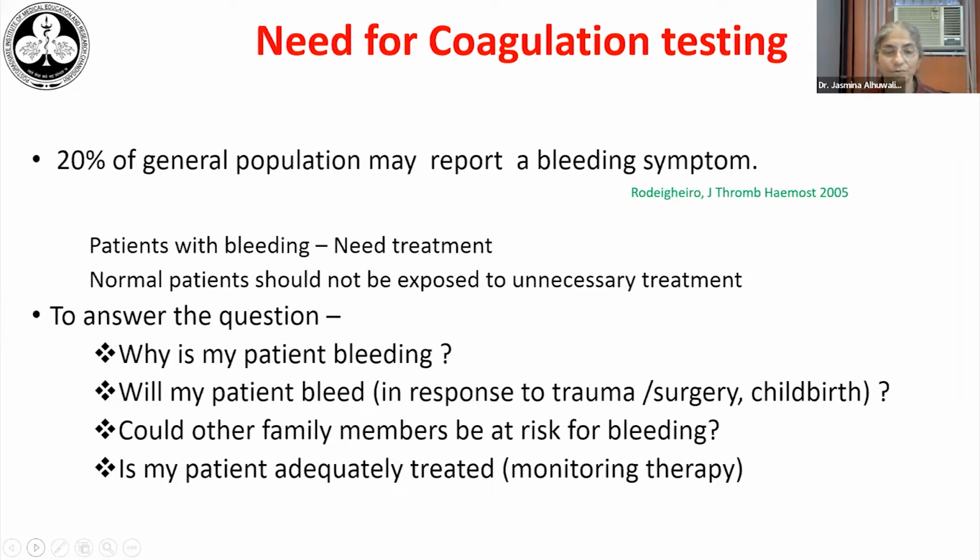And anytime when we do testing, we need to answer these questions. Why is my patient bleeding? Will my patient bleed in response to trauma or surgery or childbirth? That is a hemostatic challenge. Will there be any other family member who is at risk for bleeding? So do I need to test for that? And once we start treatment, is my patient adequately treated? So here coagulation testing will be needed to monitor therapy.